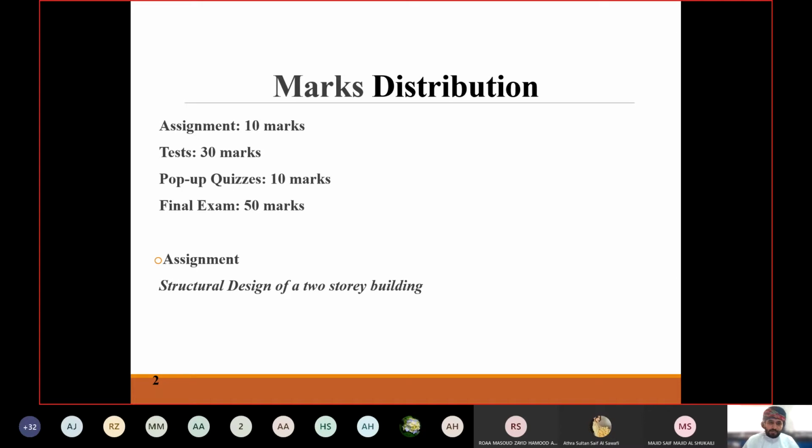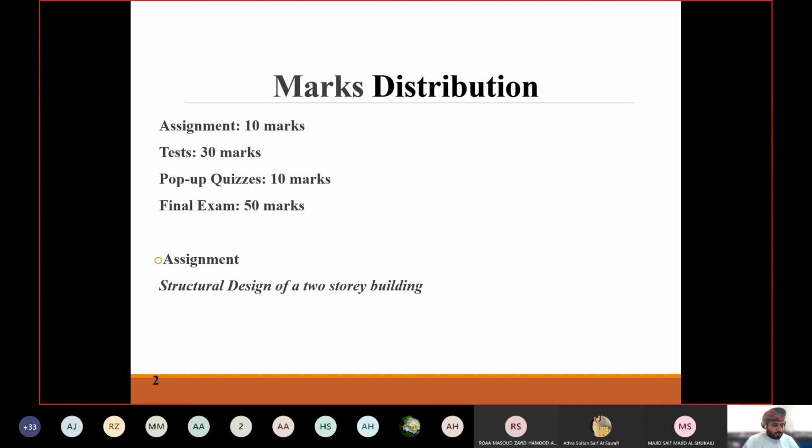Now the other 10 marks is going to be for the assignment. So I'm going to give you the assignment. Most probably I'm going to give you a real set of drawings, structural plans, where you will be asked to design that particular building using a software or manual. That's going to be up to you. You can work in a group or you can work individually. That's going to be up to the circumstances, so let me decide whether you are going to do it individually or in a group. So 10 marks for the assignment, which is going to be a structural design of a 2-story building, full design.